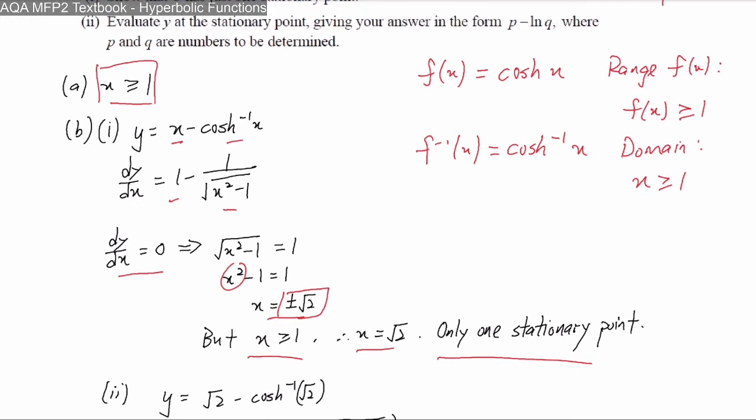For part 2, evaluate y at the stationary point. Find your answer in the form of p minus ln q.